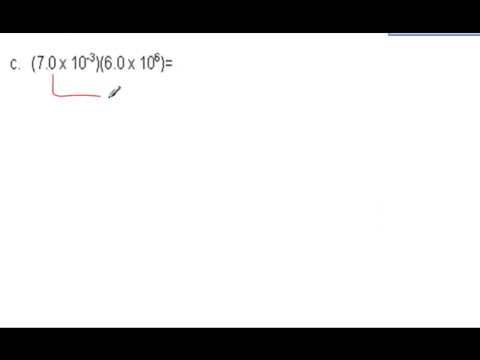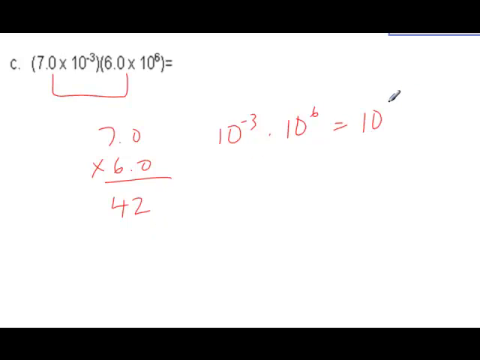All right, C. I'm going to go ahead and multiply these two, 7.0 times 6, and I'm going to multiply 10 to the negative third times 10 to the 6th. So what is that? 42, right? And this is 10 to the third. So my number is 42 times 10 to the third. Is that in scientific notation?